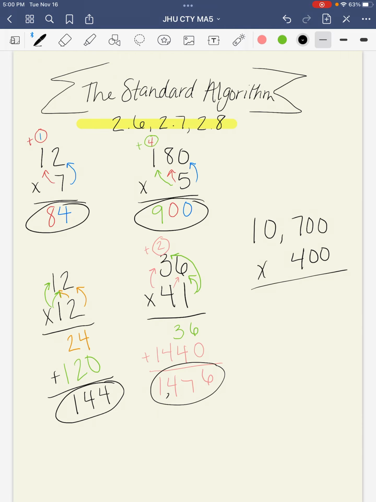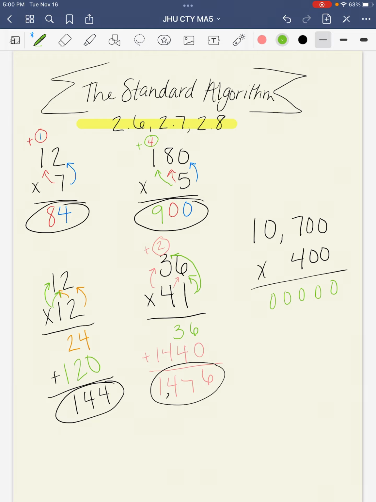But when you start thinking about this, look at this problem. You're going to have to multiply zeros all the way across, zeros all the way across, and then 4 all the way across. Do we really need to waste the time, because this is what it's going to look like. Do we really need to waste the time to say, okay, 0 times 0 is 0, 0 times 0 is 0, 0 times 7 is 0, 0 times 0 is 0, 0 times 1 is 0.